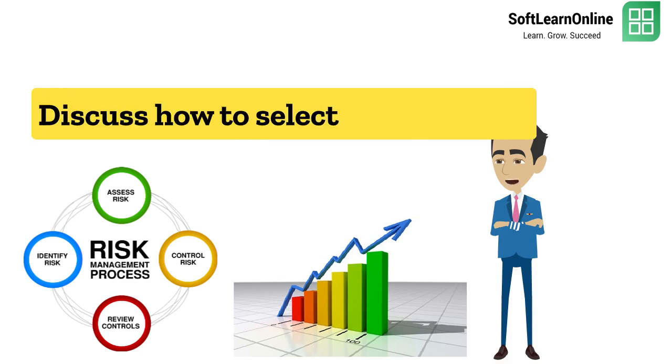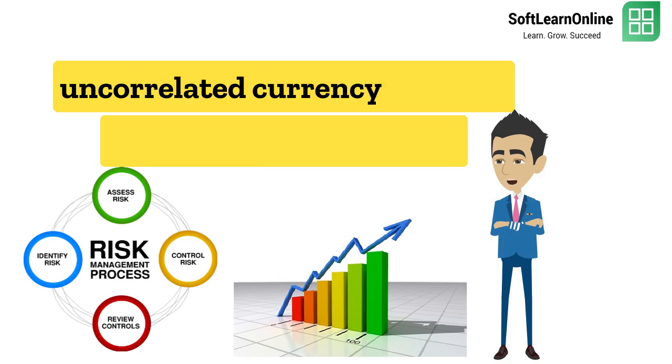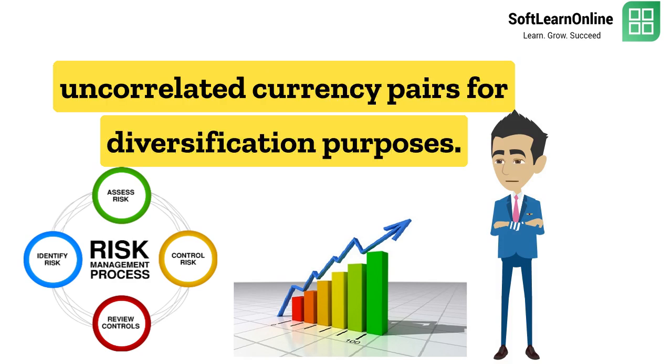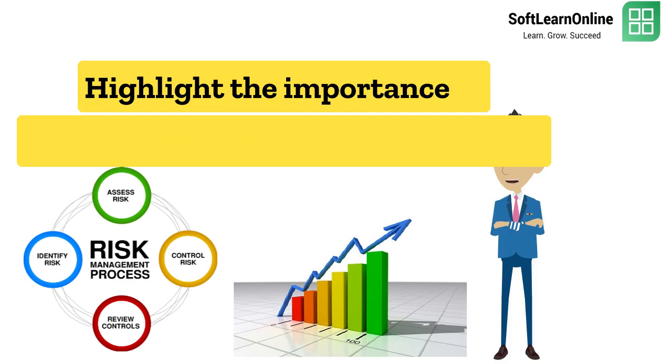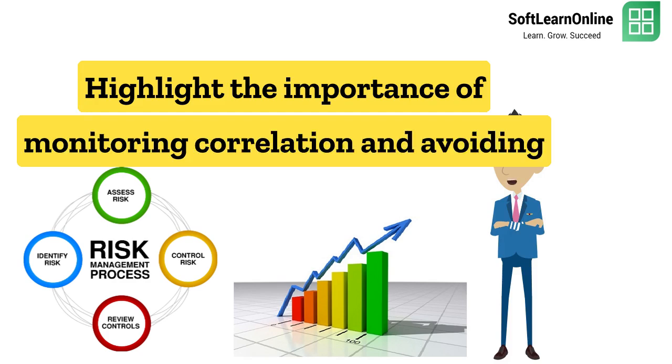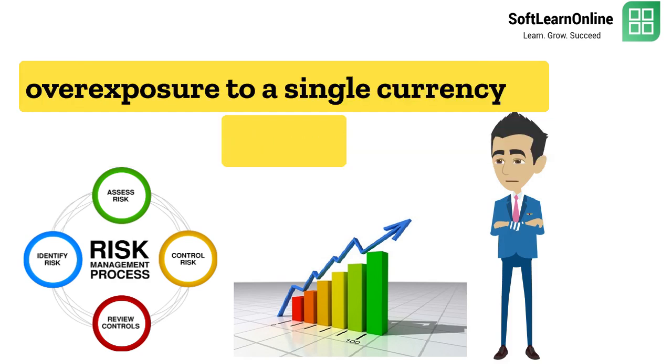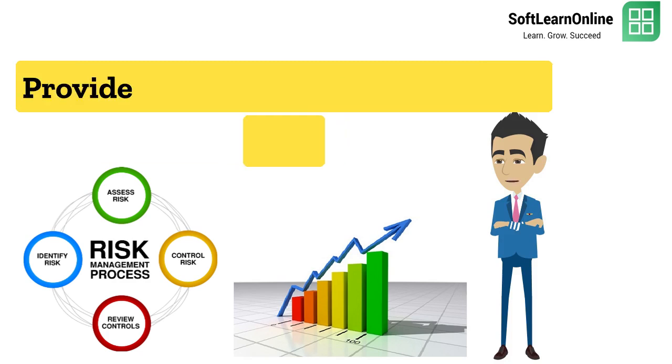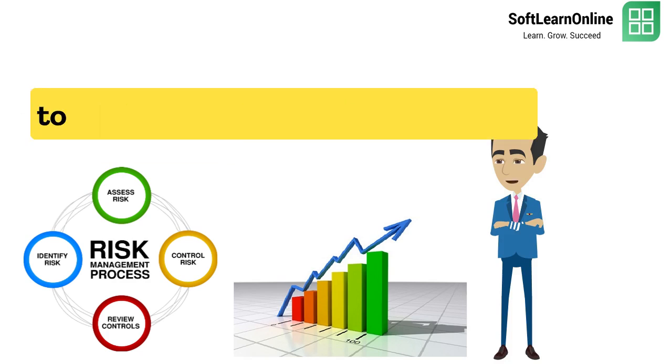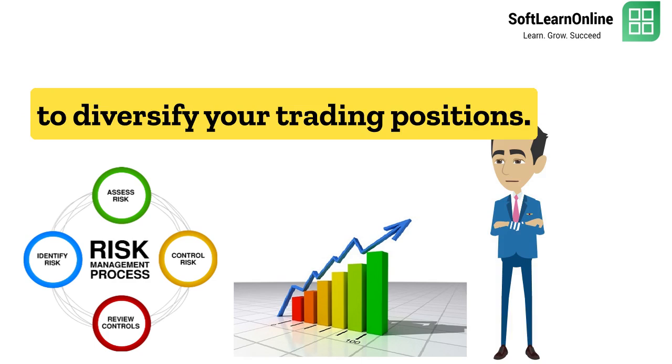Discuss how to select correlated or uncorrelated currency pairs for diversification purposes. Highlight the importance of monitoring correlation and avoiding overexposure to a single currency or market. Provide examples and emphasize the need to diversify your trading positions.